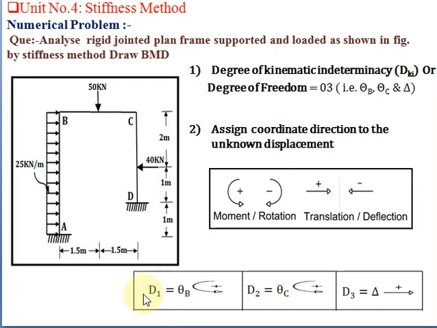So the number given to this is 1. Our second unknown is the rotation at C. This is our second unknown. And the third unknown is delta, that is the sway. Here we are applying anti-clockwise rotation at theta B and theta C, and sway towards right. So remember that theta B is our first unknown, theta C is our second unknown, and delta is the third unknown.